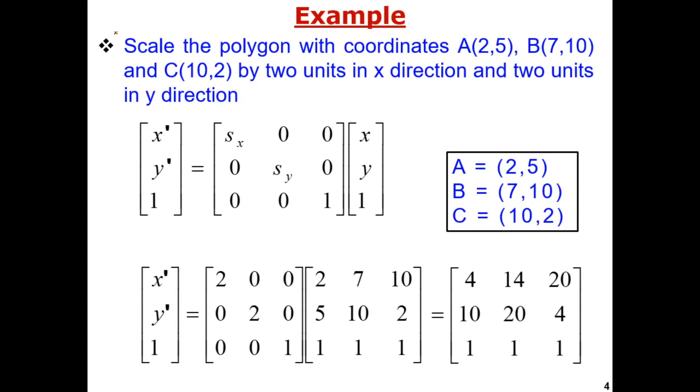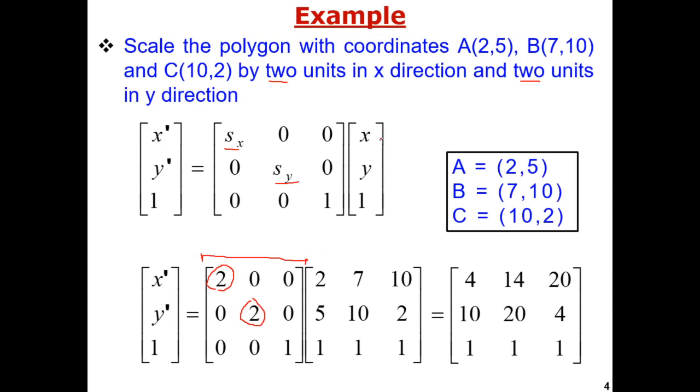The question is: scale the polygon with coordinates A(2,5), B(7,10), C(10,2) by 2 units in the x direction and 2 units in the y direction. So the scaling factors are sx equal to 2 and sy equal to 2. You can see this is the 2 factor and this is the 2 factor, and this is the complete scaling matrix, a 3 by 3 scaling matrix.